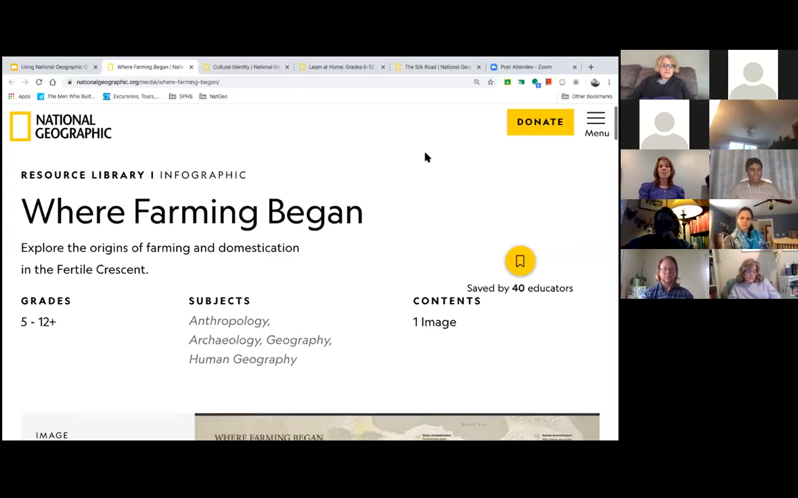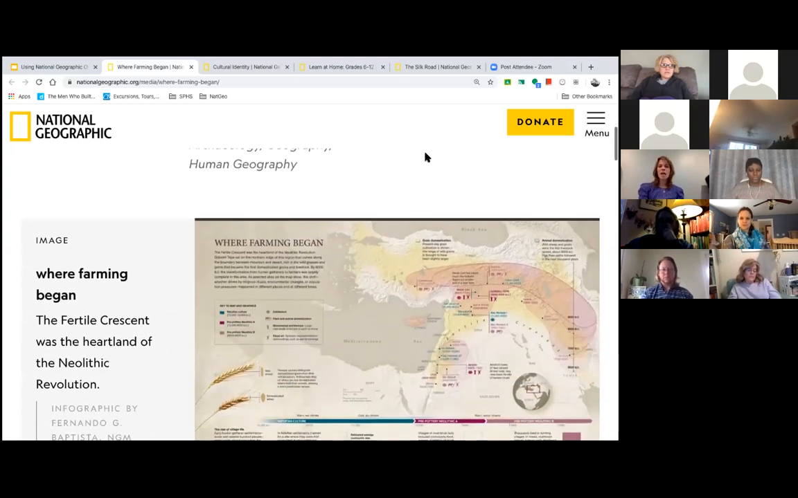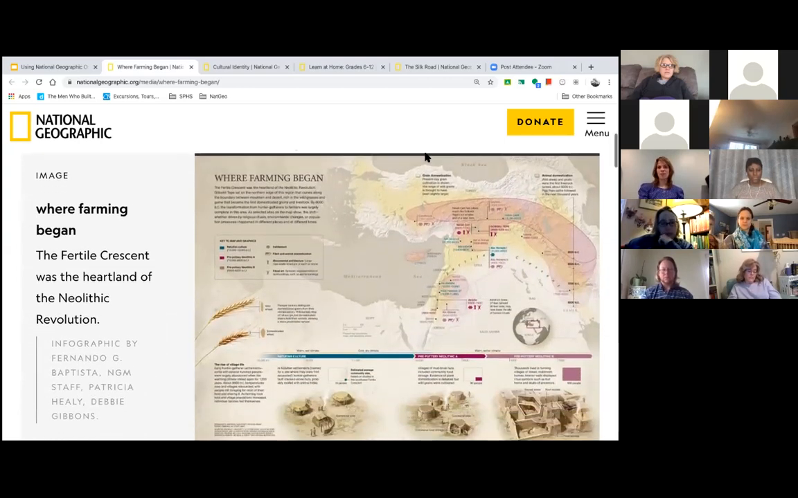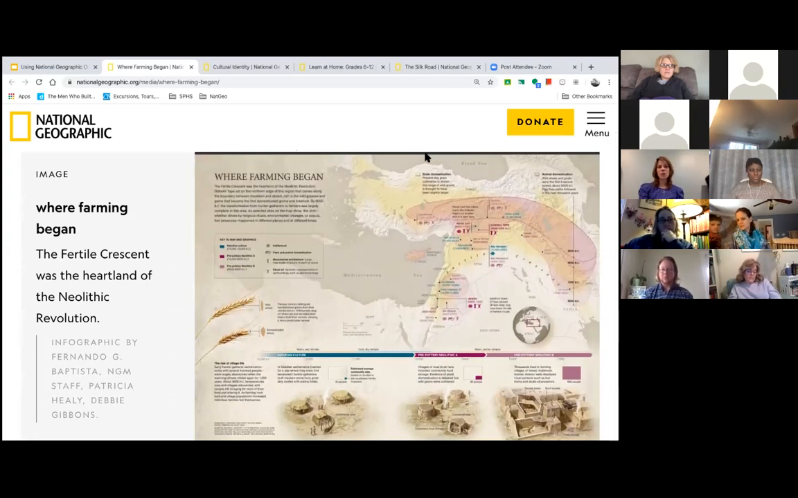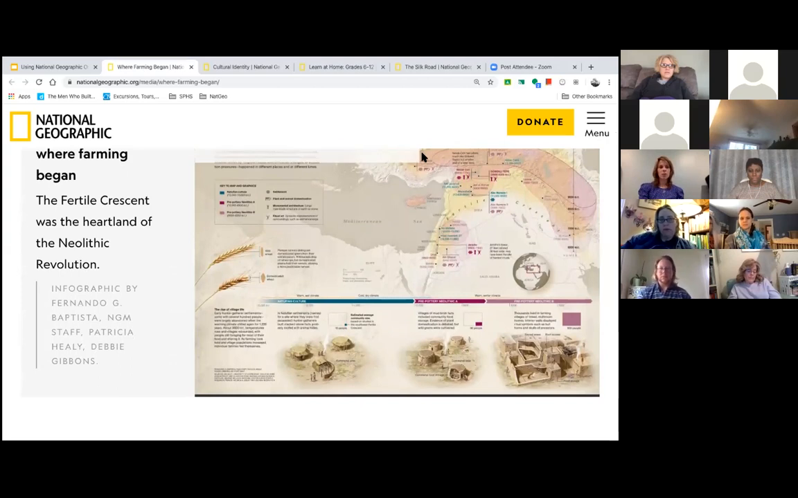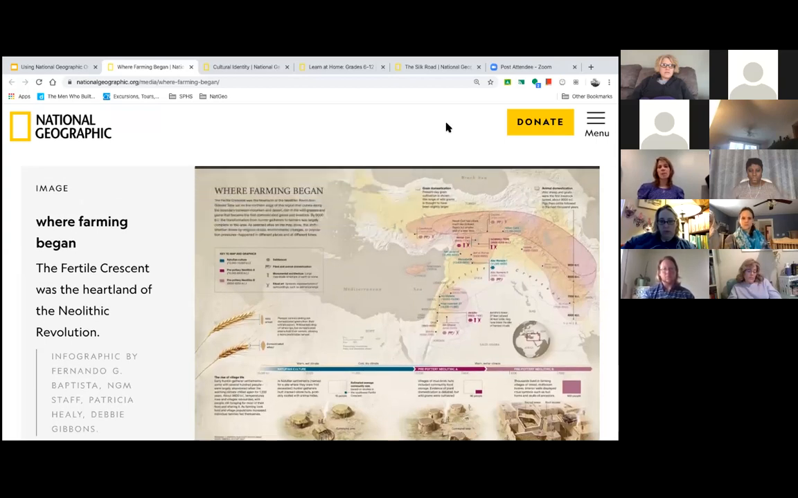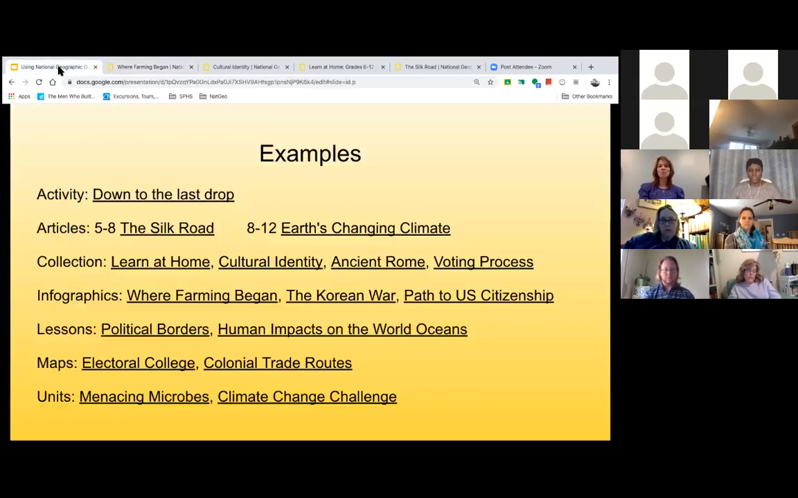So an example of an infographic that National Geographic has, this one's for where farming began. These are printable resources that could easily be displayed around your classroom. If you're teaching about ancient civilizations, talking about the introduction of different farming techniques, where these grains would have been located. If you do anything with, for example, Guns, Germs, and Steel, looking at Jared Diamond's concept of the production of crops, domestication of animals, this would be a great resource to start with.